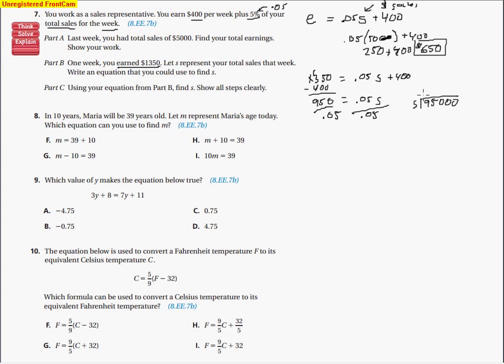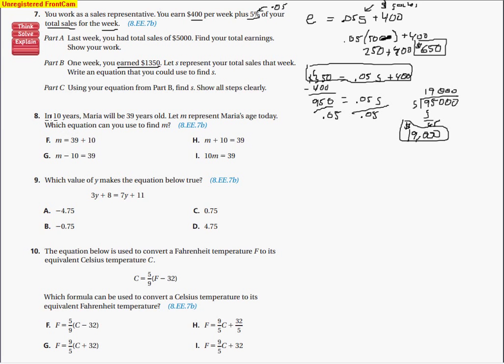So I'm really going to divide into 950 and then 2 more zeros. So 5 goes into 9 1 time with 4 left over. It goes into 45 9 times. And then I have to bring up all these zeros. So it looks like my total sales for the week was $19,000. A lot of money. So that was for part B. And then, using your equation from part B, find S and show all the steps. Okay, so write an equation. That's what I did right here. That was part B, and then part C was right in here.